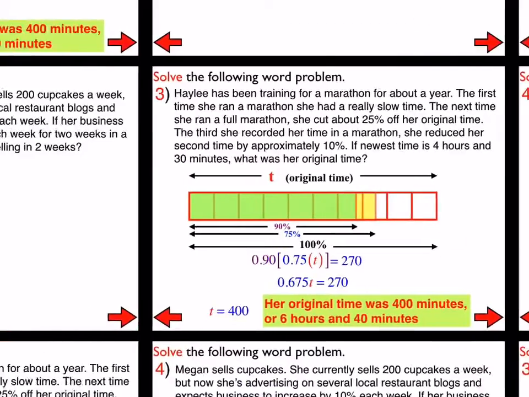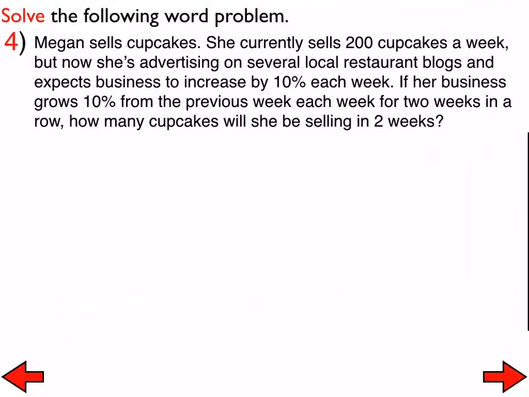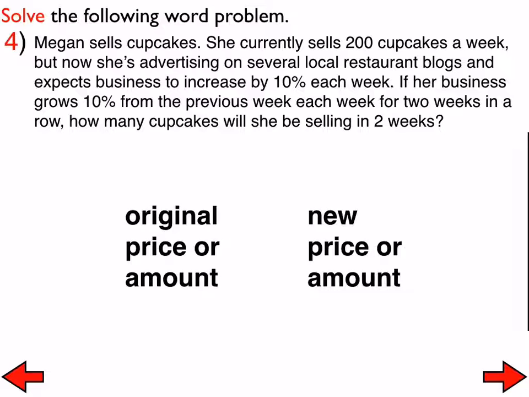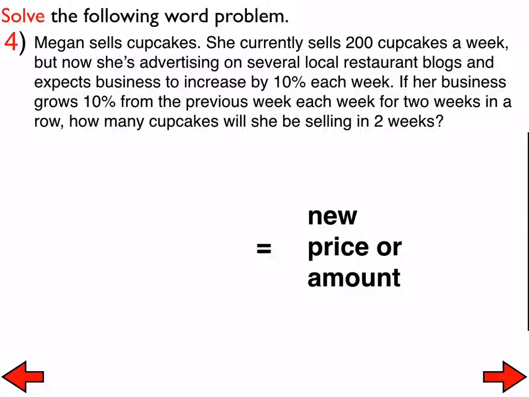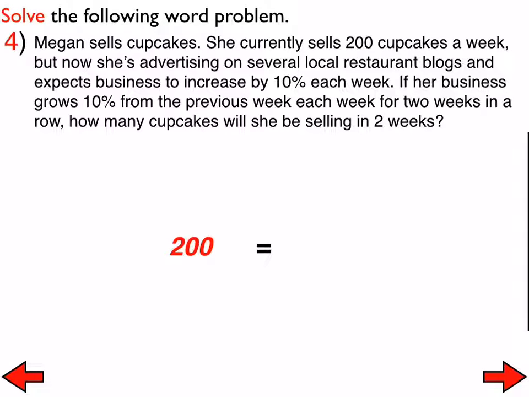All right, let's go to number 4. Just like the last one. Read it, set it up, don't solve it yet. So we have this person who sells 200 cupcakes a week. We have to figure out whether that is the original amount or the new amount. And that is the original amount that she started with. So we don't know the new amount, so let's use a variable right there.